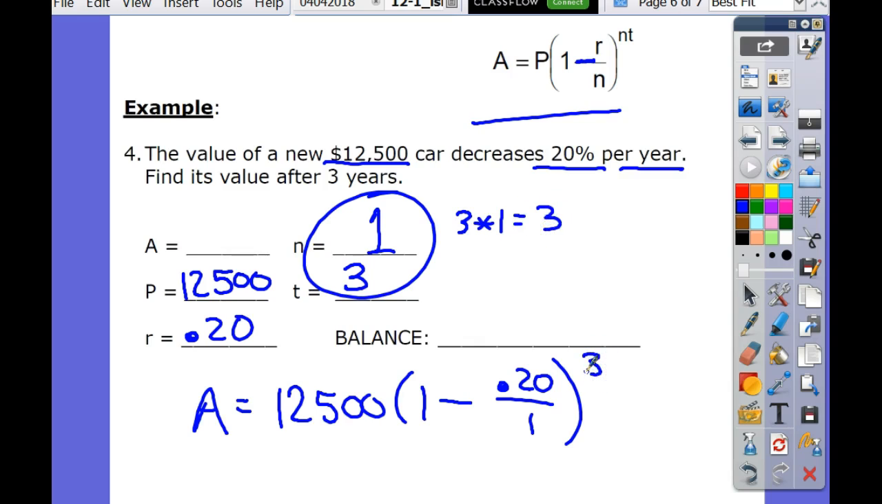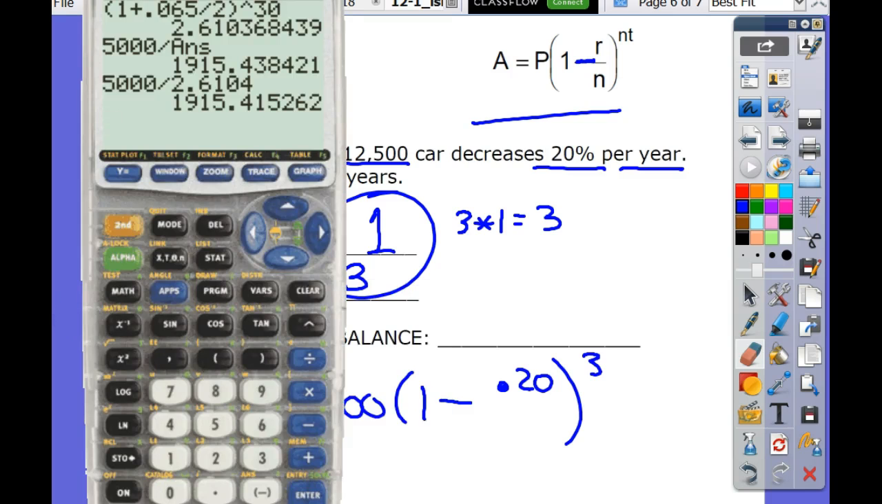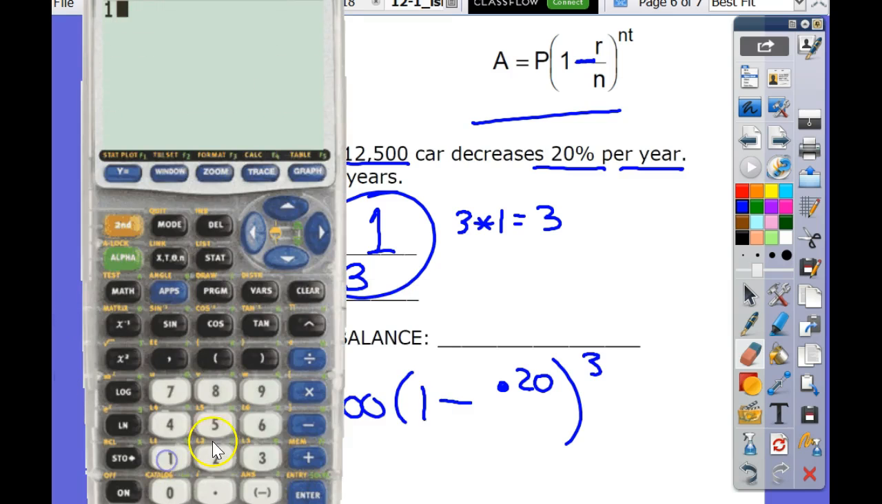Now, when it's divided by 1, what is 0.20 divided by 1? Well, it's still 0.20, so you don't have to put that in your calculator. And so I will put 12500, 1 minus 0.20 raised to the 3 power. After 3 years, I'm almost in half of my value.